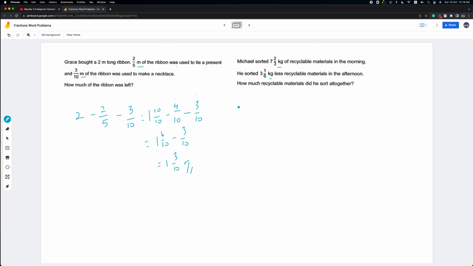And the next question, still fractions with units. So it's the same thing. We can add or subtract immediately. So Michael sorted 7 2/3 kg of recyclable materials in the morning. He sorted 3/16 kg less recyclable materials in the afternoon. How much recyclable materials did he sort altogether? So we have the one in the morning. We need to find the one in the afternoon. And in the afternoon, he recycled less. So we'll do a subtraction.